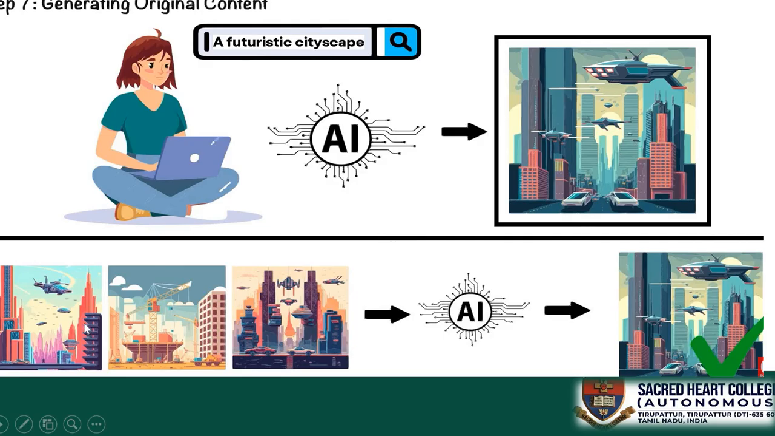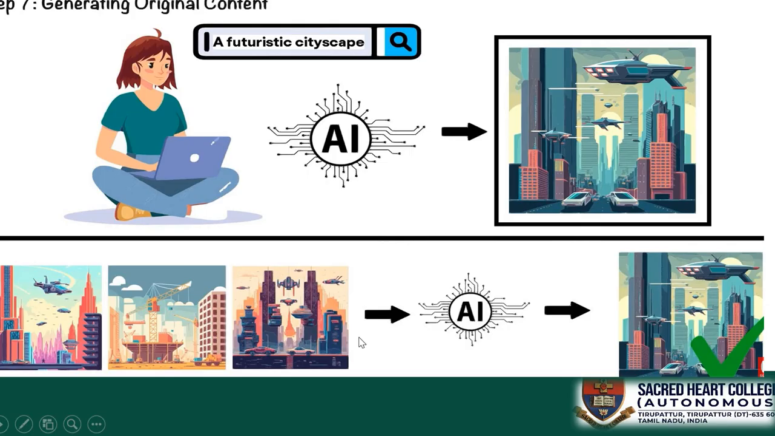In the bottom section, AI refines generated content. Here, three different futuristic cityscapes are presented, possibly AI generated variations. The AI model refines and selects an optimal output. The final selected image is shown with a green check mark indicating approval or finalization. Okay, so this is how it works.